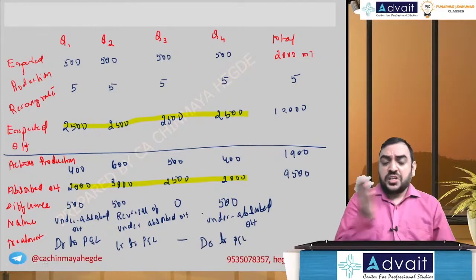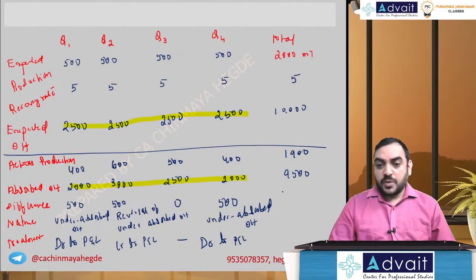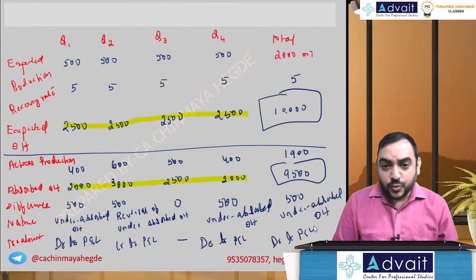Net to net basis, 500 under absorbed. Next quarter, 500 recovered. So both got set off. Ultimately, net amount you have 500, and that's 10,000 minus 9,500, 500 under absorbed overheads. And that is taken to P&L. Debit to P&L.